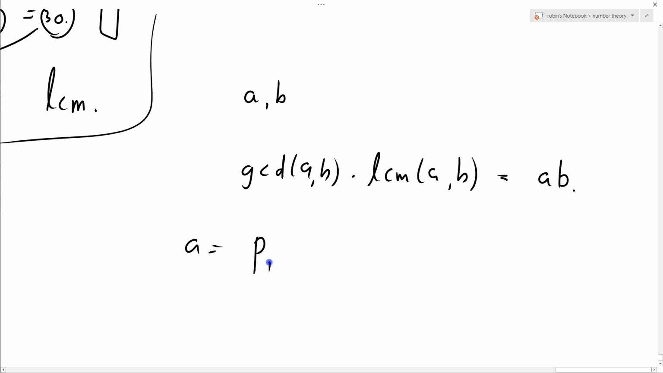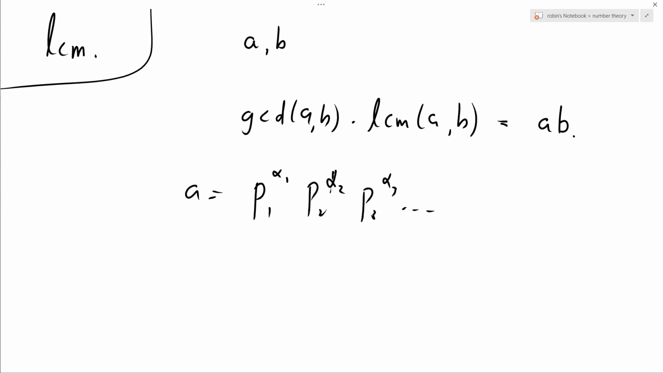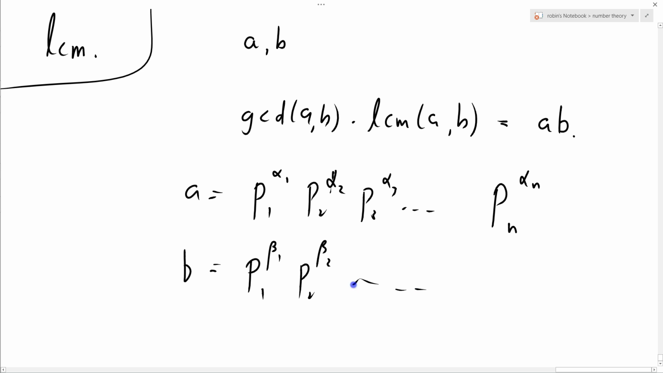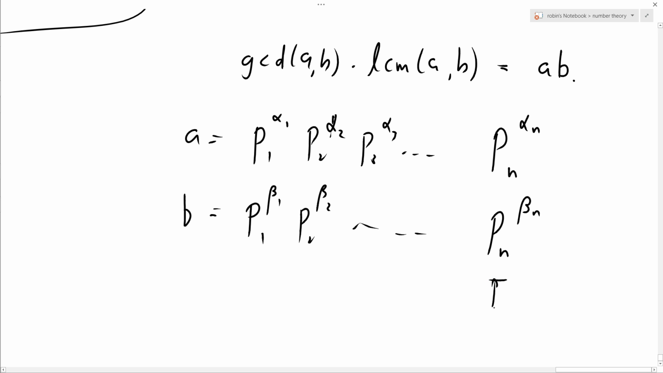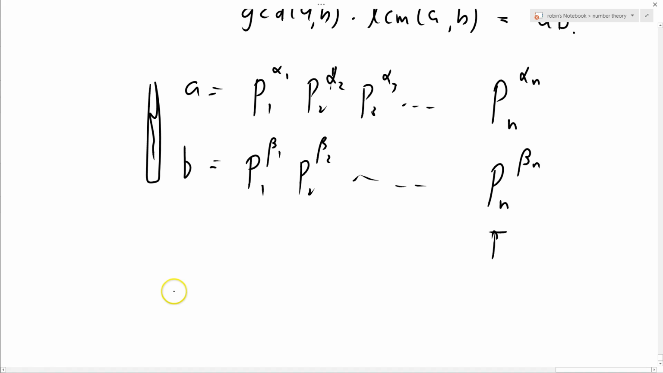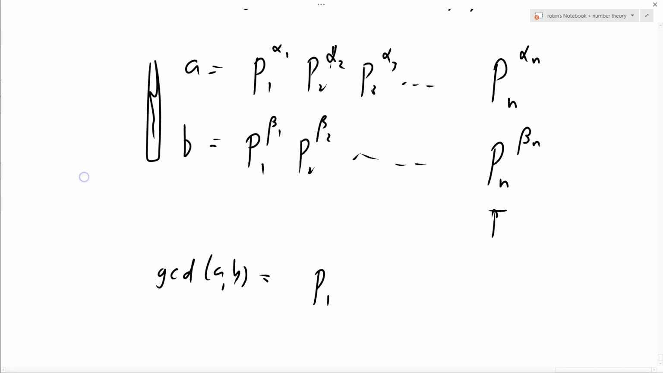If A equals P1 to the alpha 1, P2 to the alpha 2, P3 to the alpha 3 all the way along, and some of them might be zeros, to Pn to the alpha n, that's the prime factorisation of A. B equals P1 to the beta 1, P2 to the beta 2, up to Pn to the beta n. You'll notice that I can stop at a particular point because these numbers are finite, they've got a finite factorisation.